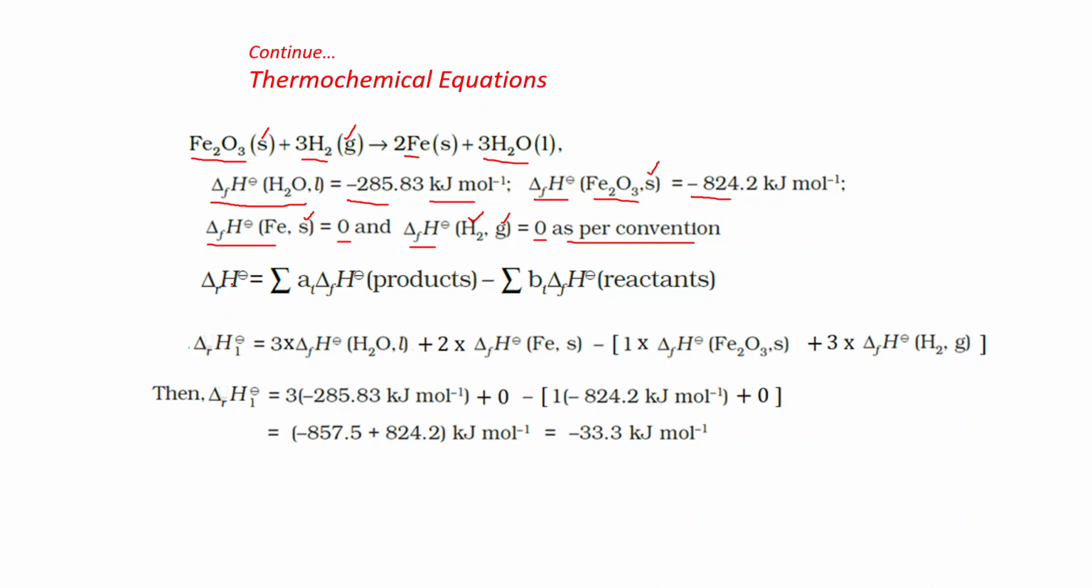Now, to calculate the standard enthalpy of reaction, we use this formula. Standard enthalpy of reaction is the sum of the standard enthalpy of formation of products minus the sum of the standard enthalpy of formation of reactants, and each term is multiplied by its stoichiometric coefficient, that is a_i, the stoichiometric coefficient of products, and b_i, the stoichiometric coefficient of reactants. Now put the values.